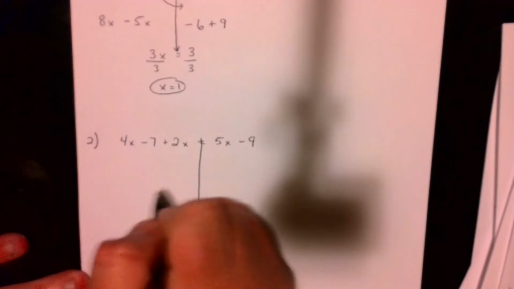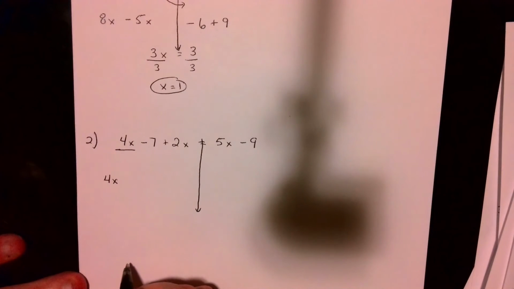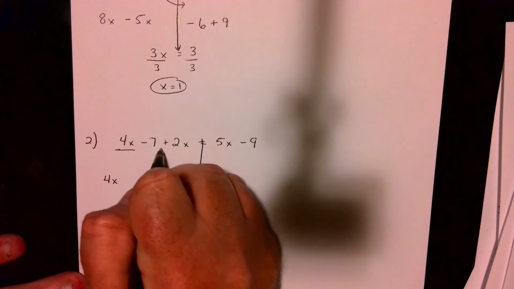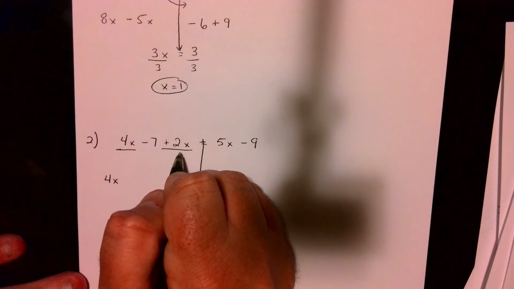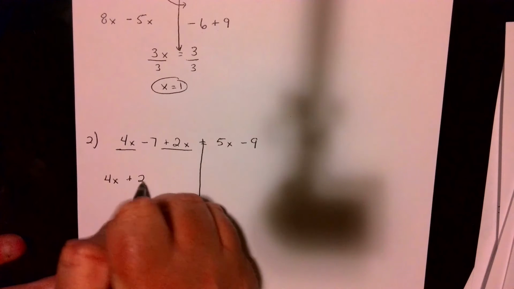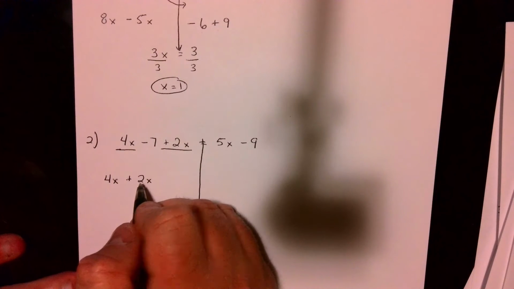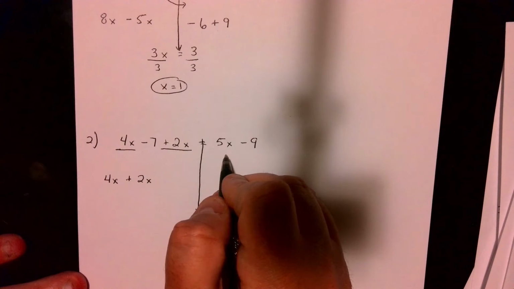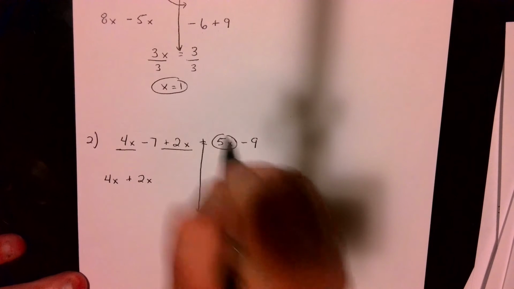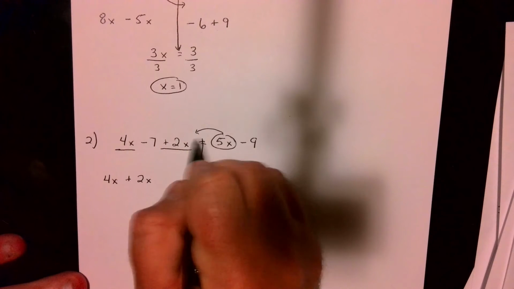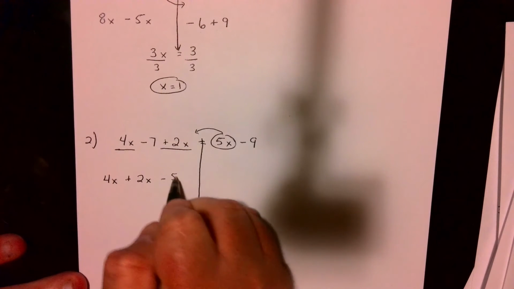So on this side currently, we have a 4x. He does not change sides, so he's going to stay there. I also on this side have a positive 2x. So he's going to drop and stay on the same side as well. Over here on this side, we have a 5x. He needs to come across, and he's going to change to a negative 5x.